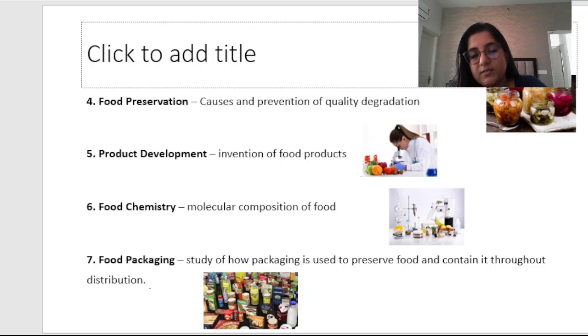So these are the various aspects of food science and technology, and I hope I gave you a general overview regarding the subject.